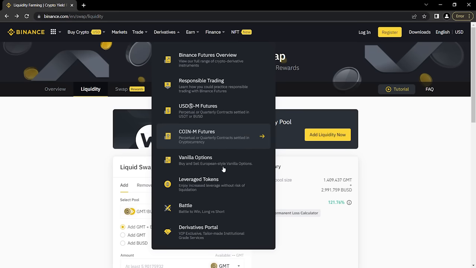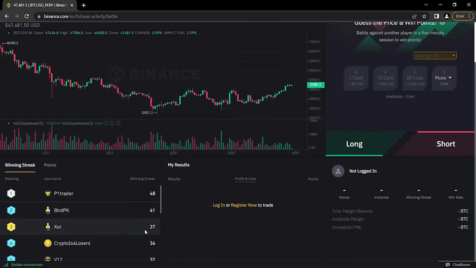Another feature is Kazi. Just guess the price and win points. Battle against another player in a 5-minute session to win points.